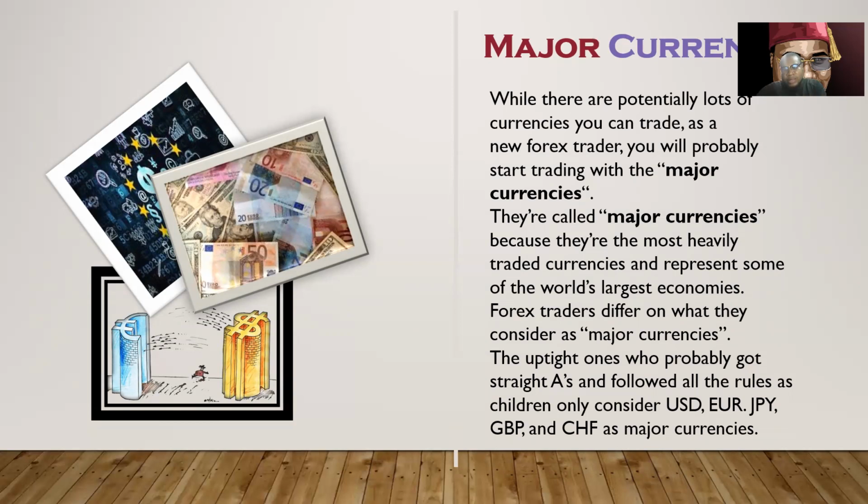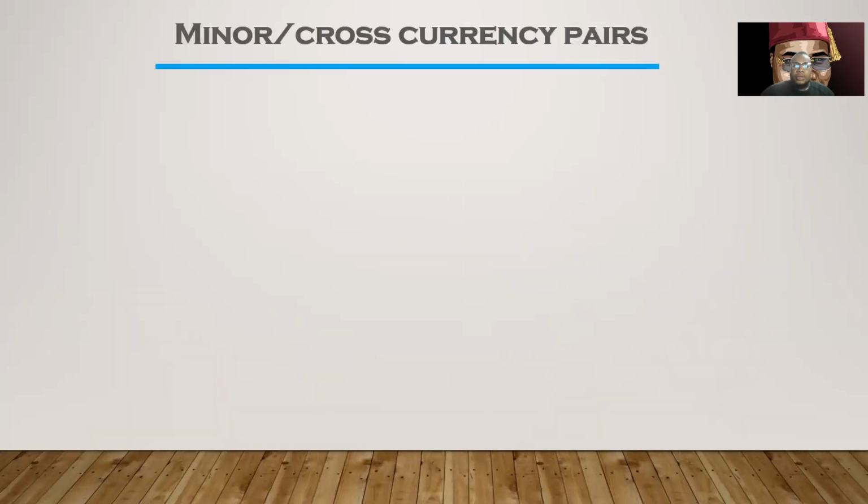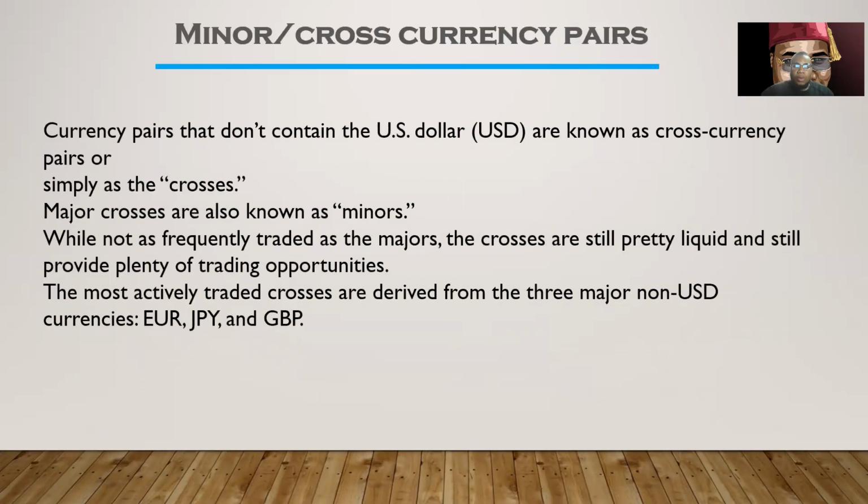So at the end of the day, you will see that USD is the first one, which has about 84%. I know you remember, euro 34%, JPY 19, and the rest. So the USD, the euro, the JPY, the GBP, and the CHF are major currencies. These are major country currencies that are being traded. All right. So we have the minor and the cross pairs.